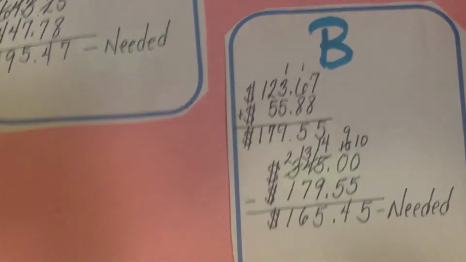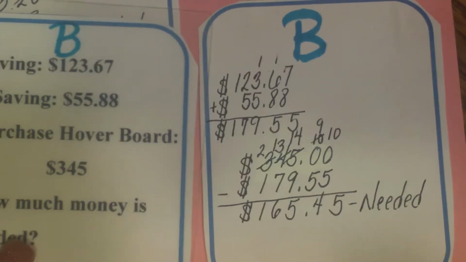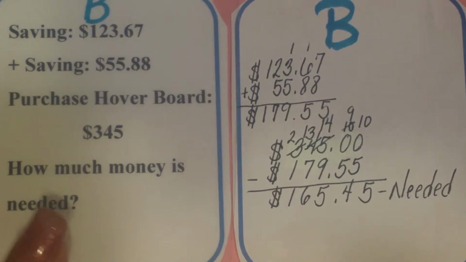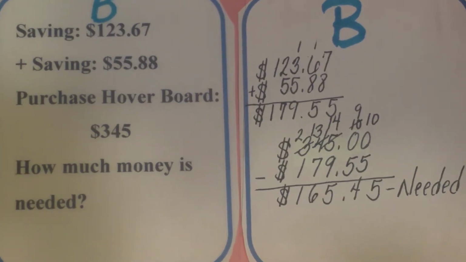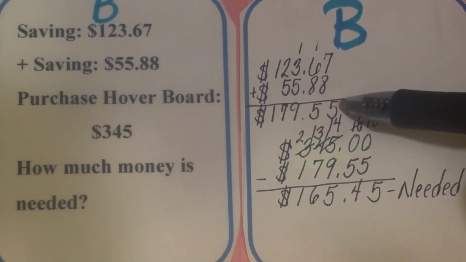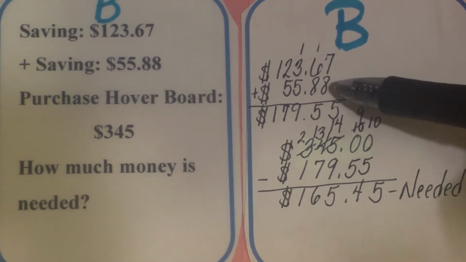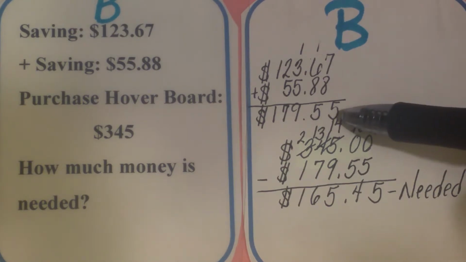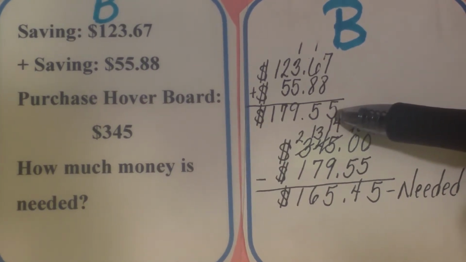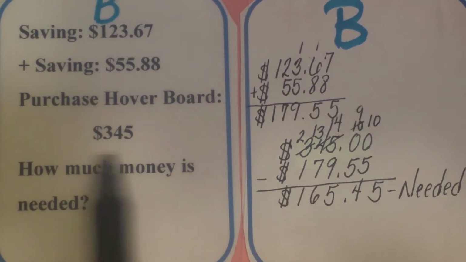Now, next, we're going to take a look at B. For B, this person currently has $123.67 in their savings account. This week, they're going to add $55.88 into their savings account. So the first thing that we need to do is figure out how much money is actually going to be in the savings account. We add $123.67 to $55.88, and our total, our sum, is $179.55.